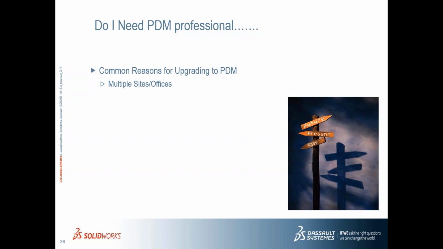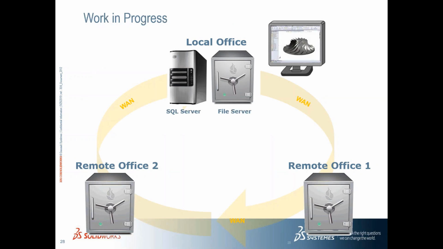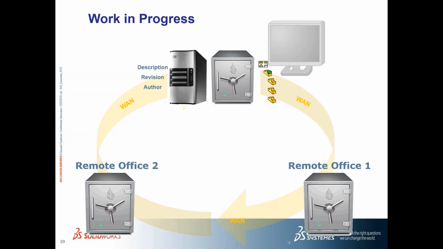The first is if you have multiple physical sites or multiple offices. So maybe you have an office in North America and you have an office in South America or Asia. We can handle that, but that is a function that you're going to see inside PDM Professional. What we have in PDM Professional is what we call replication. Replication lets you link up multiple physical offices that are not in the same geography or in the same location together, so that everybody in all those offices is synchronized.